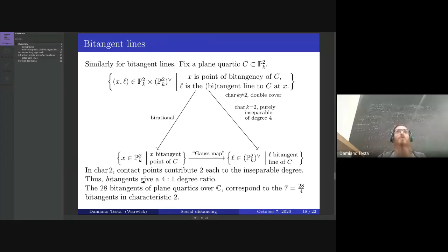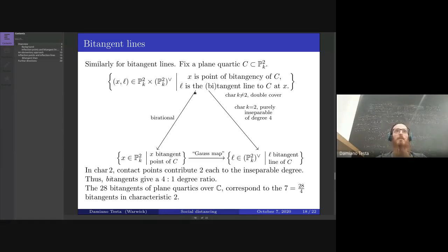Okay. So what happens for bitangent lines? Well, the story for bitangent lines runs entirely parallel, except that now the characteristic that will be important is characteristic 2. And because we have a bitangent line, we're going to duplicate our arguments. Because our arguments were local anyway, we're going to argue separately on each one of the 2 points in multiplicity 2. So again, we set up the same incidence correspondence. We have a point on the plane that is a point of bitangency of our curve, and the line that is the bitangent line to the curve C at that point.